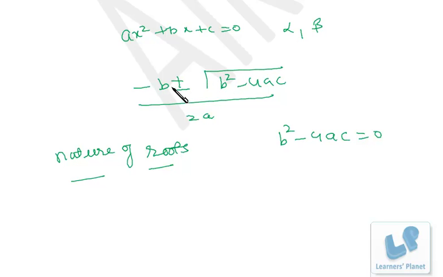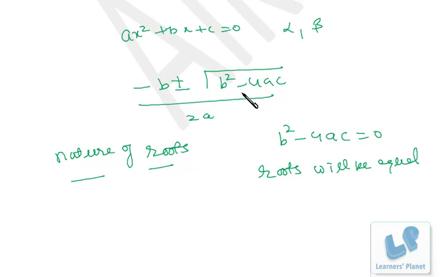For alpha, the value will be minus b by 2a. For beta, the value will be minus b by 2a. That means alpha will be equal to beta, which means both the roots will be equal. So if b square minus 4ac is equal to 0, the roots of the equation will be equal.